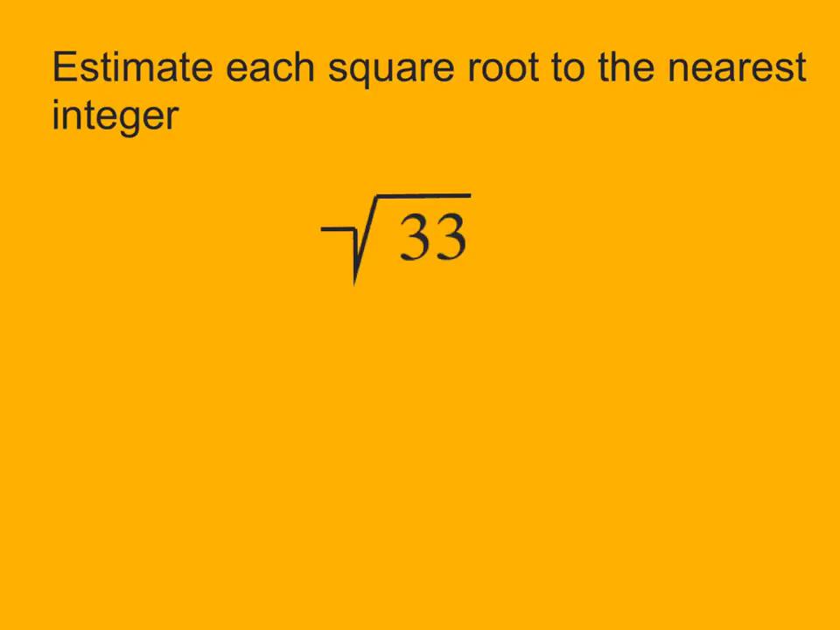So to do this, what I think about is I say, all right, I know that 6 squared would give me 36. Now, I know that's a little too high, so the one below that would be 5 squared, and that would be 25. So now I look at which of these squares is closer to 33, and I can see that 36 is going to be closer than 25. So the best estimate for the square root of 33 would be 6.